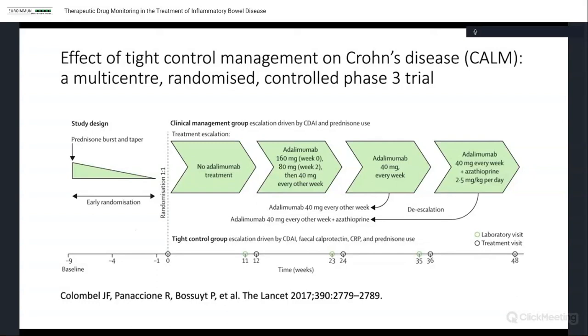In the clinical management group, their treatment was escalated with adalimumab, an anti-TNF biologic drug, and azathioprine in a scheduled approach driven by clinical symptoms and prednisone use. Whereas in the tight control group, escalation was driven by symptoms, but also by fecal calprotectin, CRP, and prednisone use. So the tight control group used biomarkers of inflammation in addition to symptoms to drive dose escalation and intensification. And these patients were followed for 48 weeks.